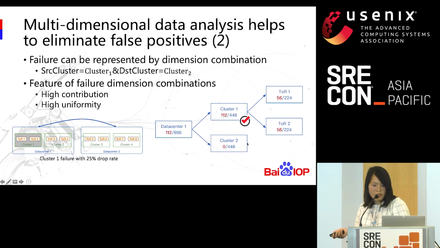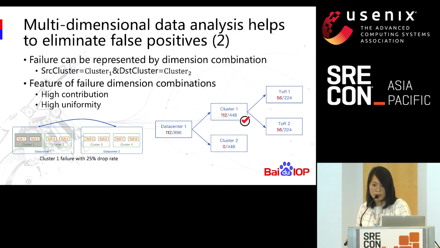Here, the samples are all from data center level for simple. There are 896 probing samples with 112 jobs. The drop rate of data center 1 is much higher than ever before. But when we drill down, we find the jobs are concentrated on data cluster 1, and there is no drop in cluster 2, which means the uniformity of data center 1 is very low. So it's almost certain that it's not a data center 1 failure.